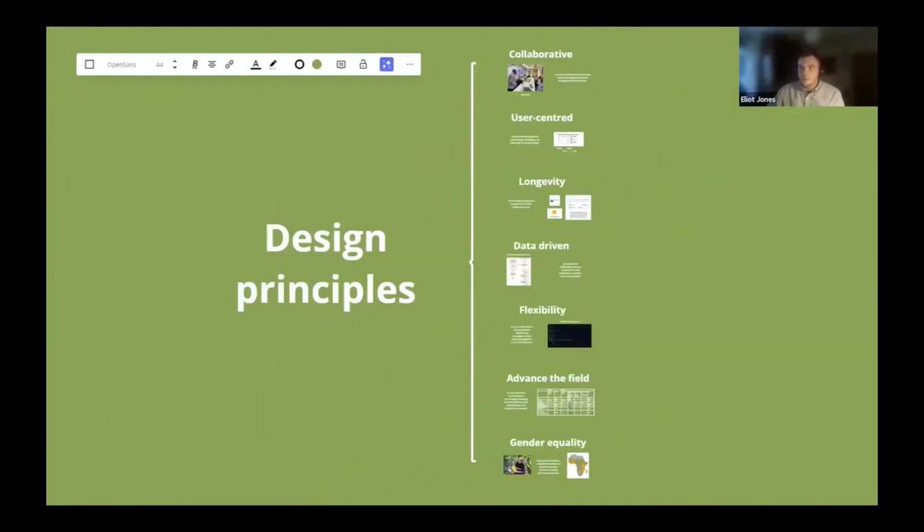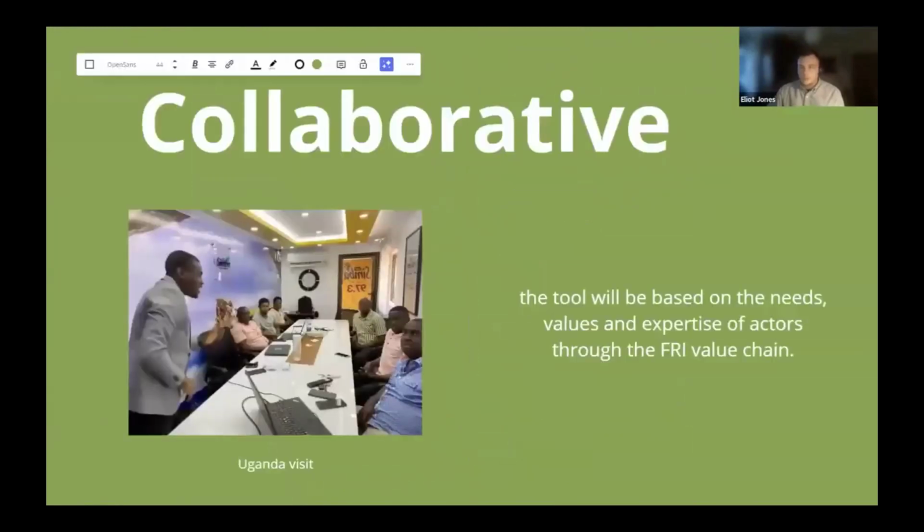Now, at the end of our second year, we have iteratively devised a series of design principles to give shape to and evaluate our work. From the beginning, we wanted to make something that was collaborative, that was based on the needs, values, and expertise of actors throughout the FRI value chain. This means that both parties were going to benefit from the collaboration.